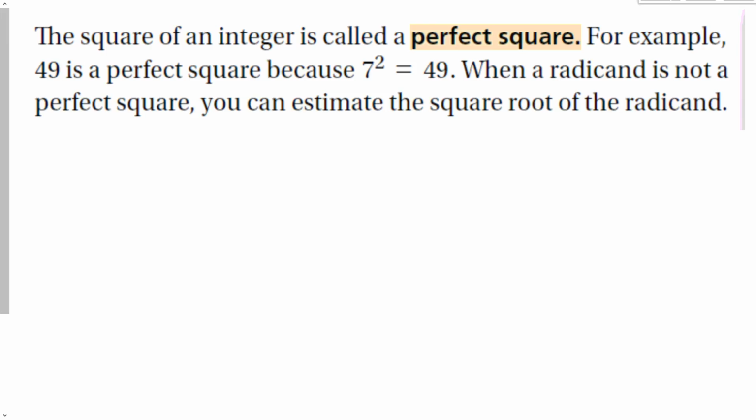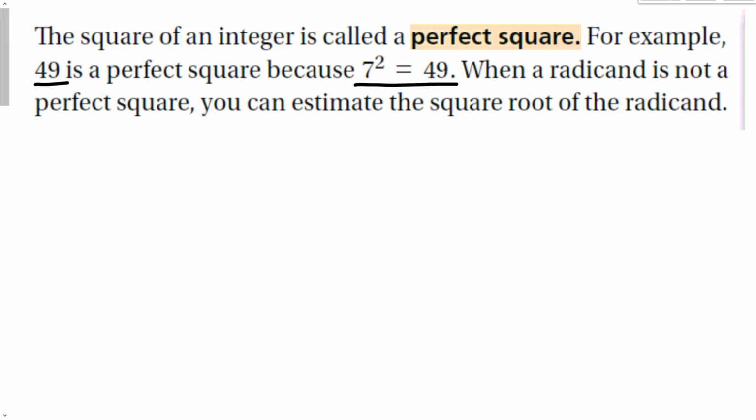Next, the square of an integer is called a perfect square. For example, 49 is a perfect square because something squared equals 49. When a radicand is not a perfect square, we can estimate the square root of the radicand.